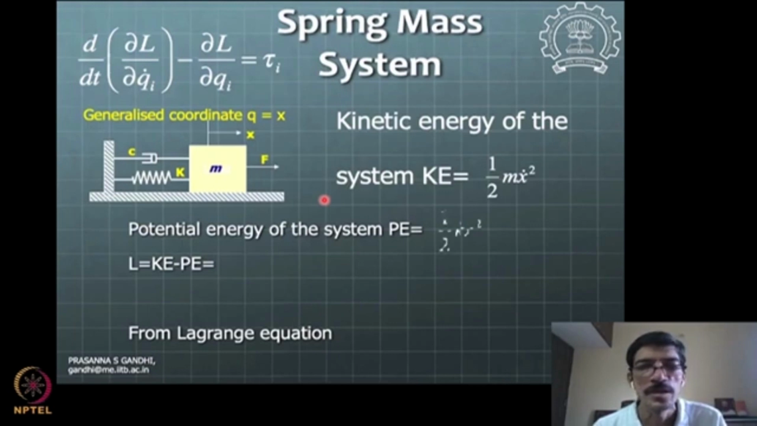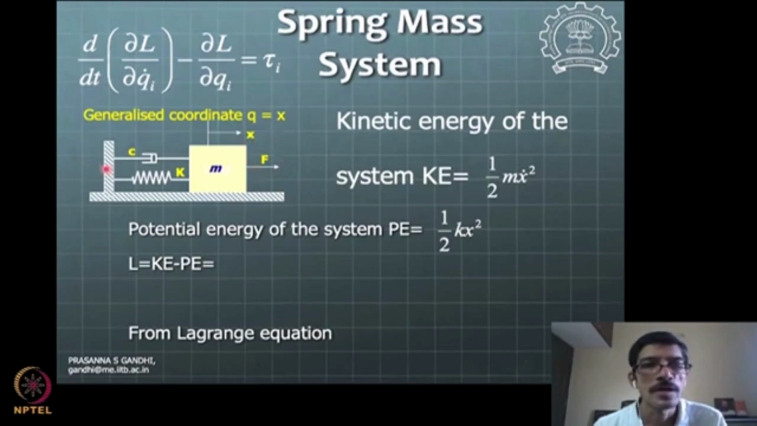Now look here, we are not really considering the damping in the system in any of these energies. The potential energy, as you know from first principles, the energy stored in the spring, is half times k times x square. So the damper energy, the C term, is not coming in these two equations. So where will it be? And also this force is not coming into the formulation of the Lagrange equation.